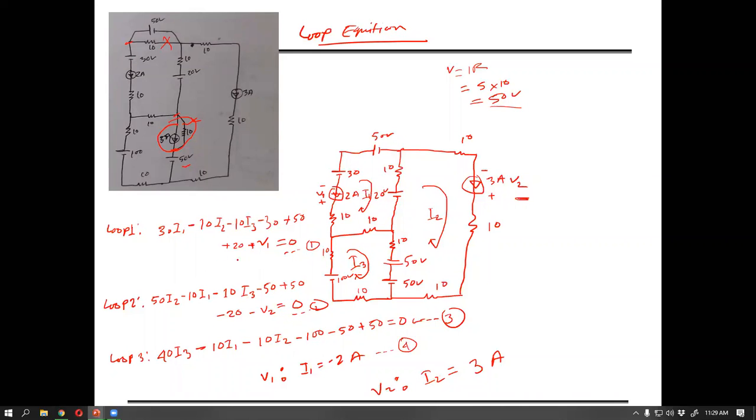Now we just need I3. If you use this equation, then I3 must be found. This equation and your value I1 is equal to -2, so this is the -60, then I3 is equal to, what is this, then I2 is equal to 3. So this is finished. Now you can easily complete your I1 and I2, okay, and V1, V2. All are found. So this is the simple loop equation.